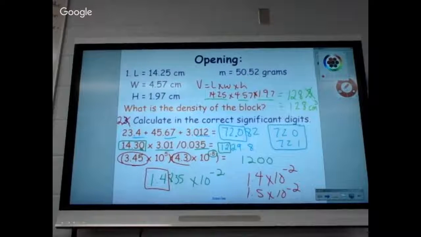Now, if you get crazy and change that to like 1.9 times 10 to the -2nd, yeah, I'm usually going to mark that wrong. Or 2.0, I'm going to mark that wrong. A little rounding is okay. Don't get crazy.